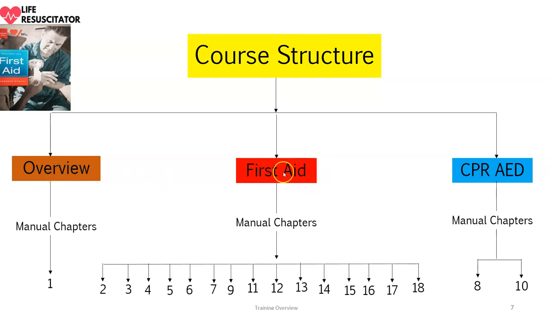Then the first aid part, okay, would come from these chapters: chapter 2, chapter 3, 4, 5, 6, 7, 9, 11, 12, 13, 14, 15, 16, 17, and 18. So these chapters will cover the most of the first aid activities.